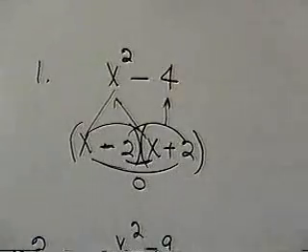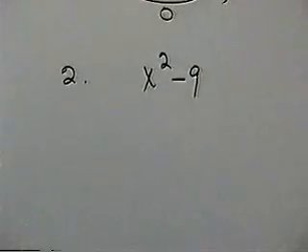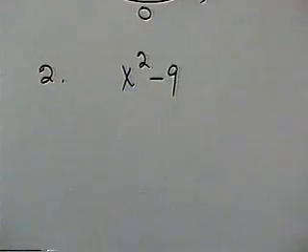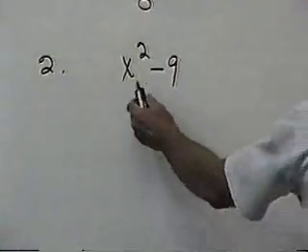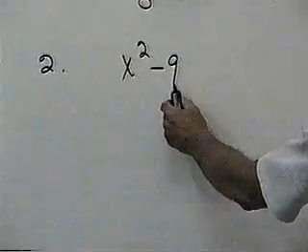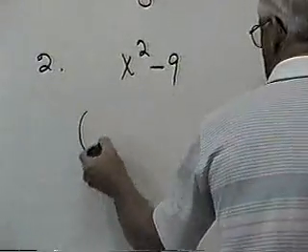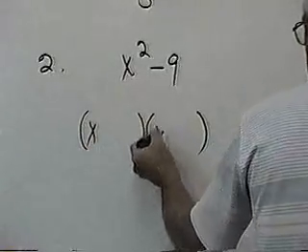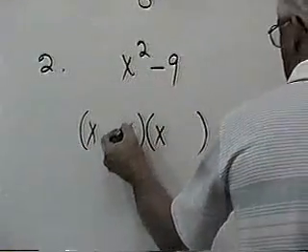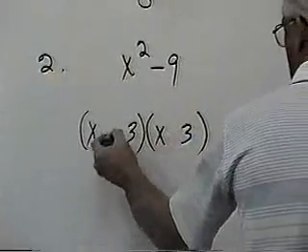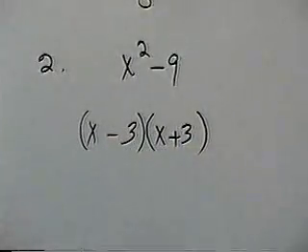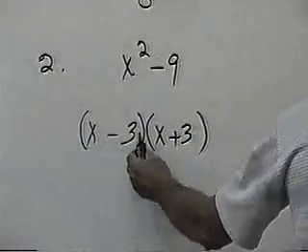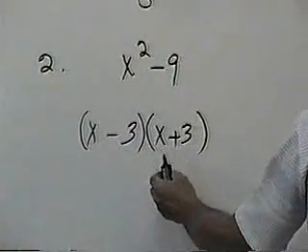Okay, let's go quickly through several other ones. Look at number 2. We have x squared minus 9. This is a perfect square. This is a perfect square. So we simply write down the square root of the first one, which is x and x. The square root of 9 is 3 and 3. And we put a minus and a plus. And again, it doesn't make any difference where you put the plus over there, the minus over here, whatever.